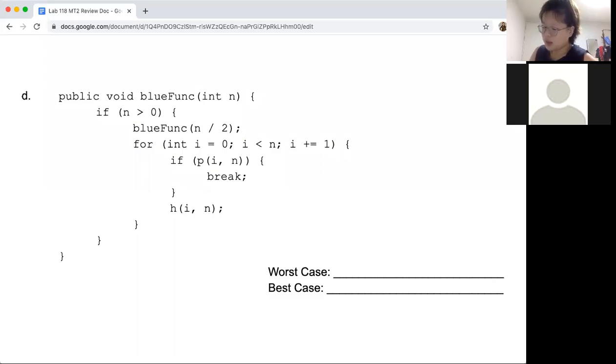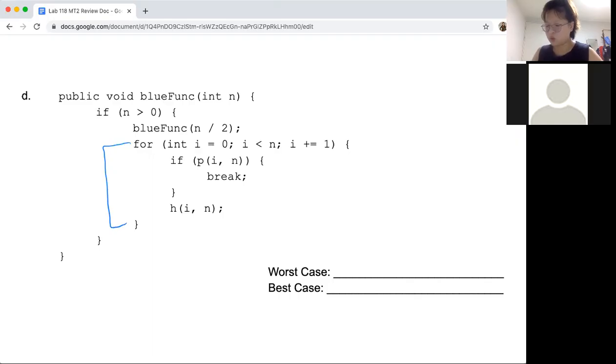Okay, so here we have the recursive call that we were talking about at the end of part C, where instead of just passing in n-1, we're now passing in n divided by 2. So we're basically halving the argument size. And then we have a for loop, which is the exact same thing as before.